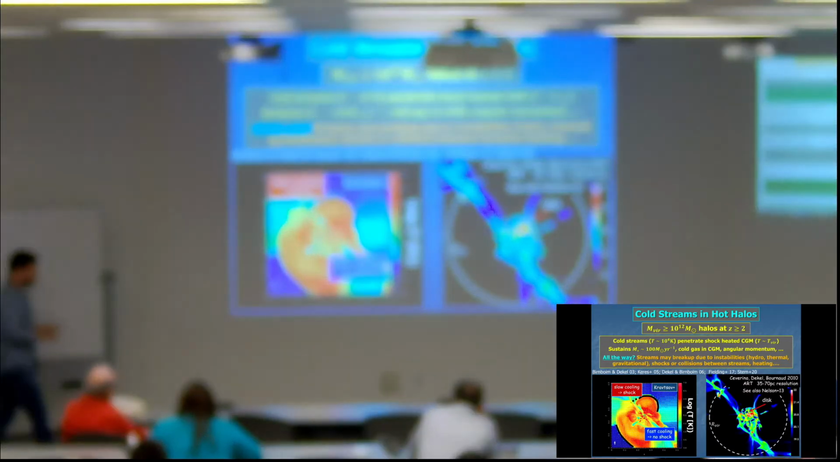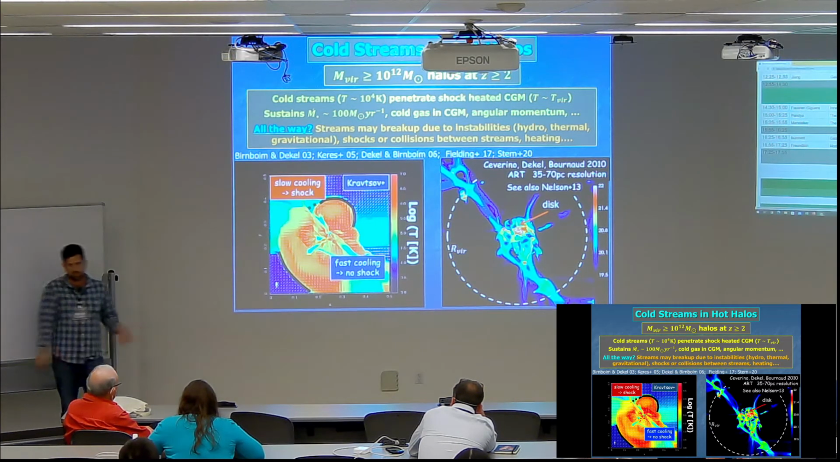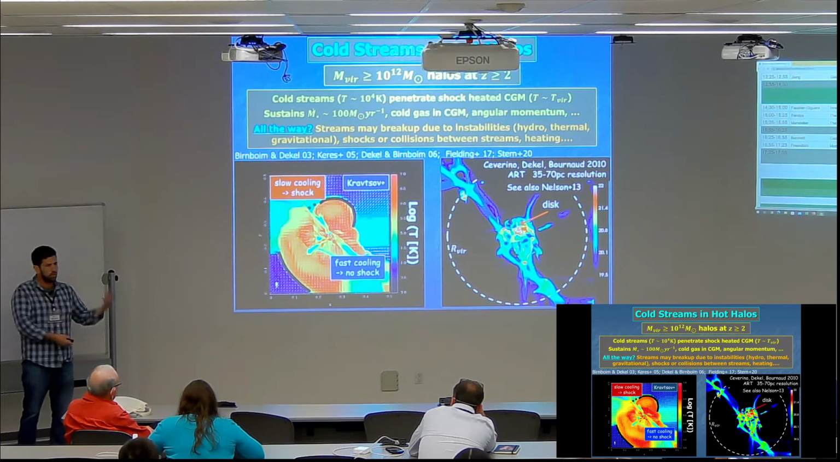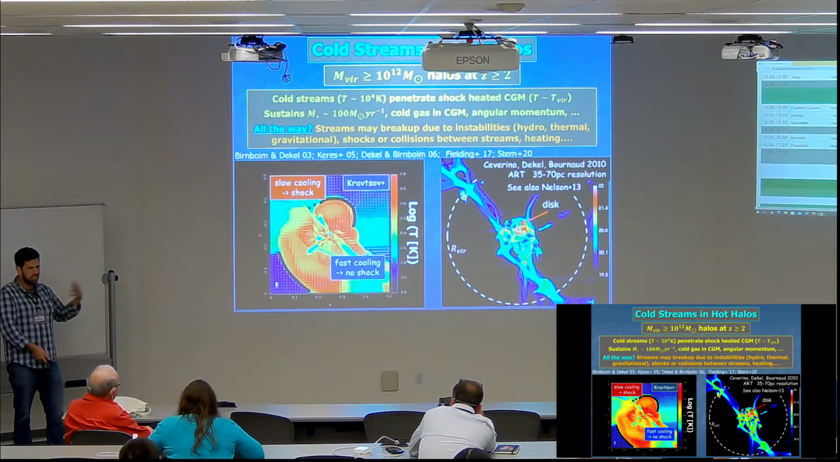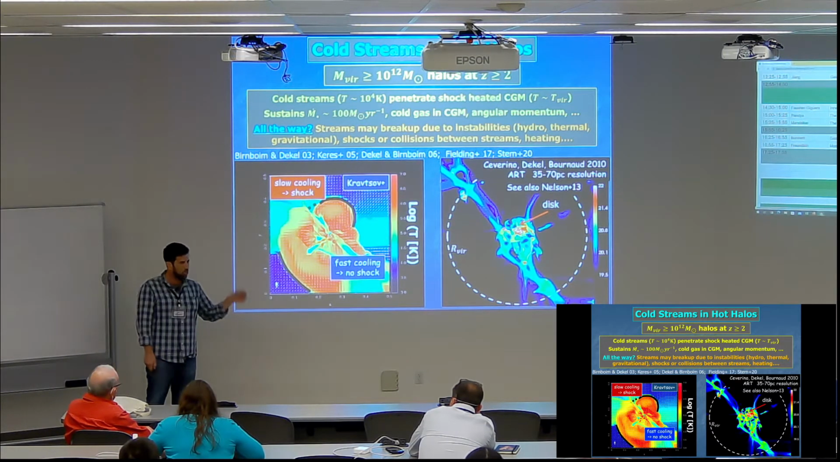But it's not at all obvious that this works to allow streams to flow all the way down, especially when you get into the central 30, 40, 50% of the virial radius. Streams begin to interact with each other. They can be disrupted by instabilities as they interact with the hot CGM: hydro instabilities, thermal instabilities, gravitational instabilities, shocks, etc.